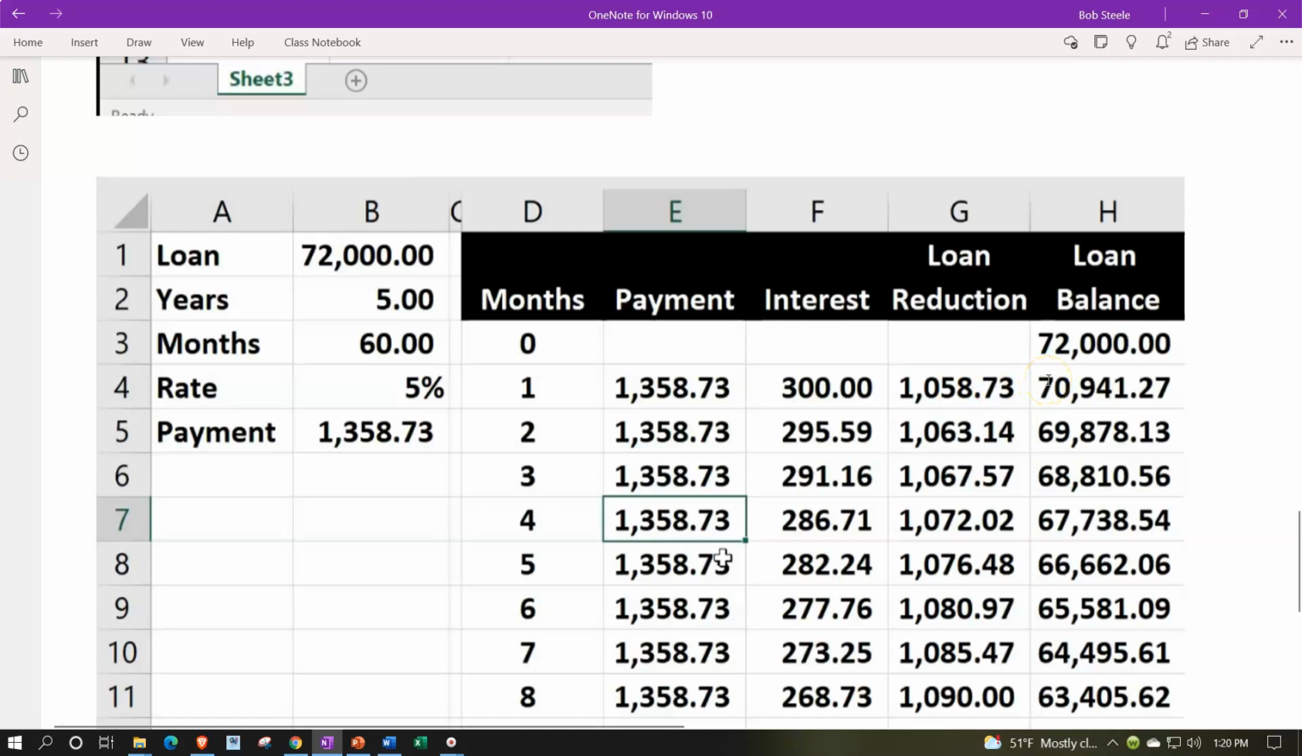$70,941.27. And then in the second payment, the cash or checking account will go down by the same amount, but the interest will then only be affected by the $295.59, and the loan will go down by the $1,063.14. So we'll see that and recording those transactions in a future presentation.